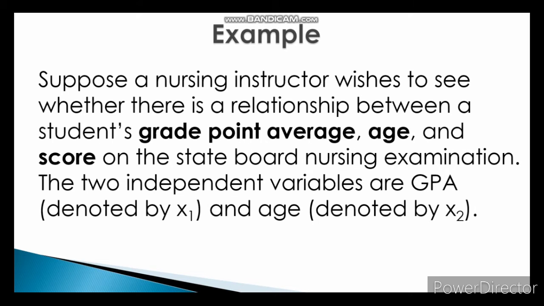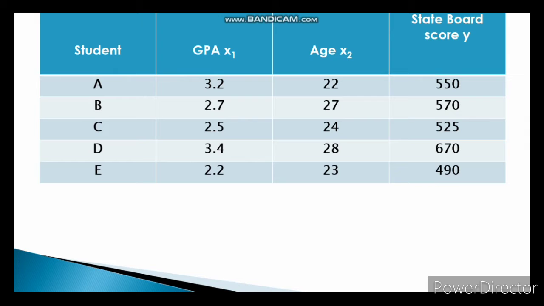Example: suppose a nursing instructor wishes to see whether there is a relationship between students' grade point average, age, and score on the State Board Nursing Examination. The two independent variables are GPA, denoted by x sub 1, and age, denoted by x sub 2. So she selects 5 students and obtains the following data.